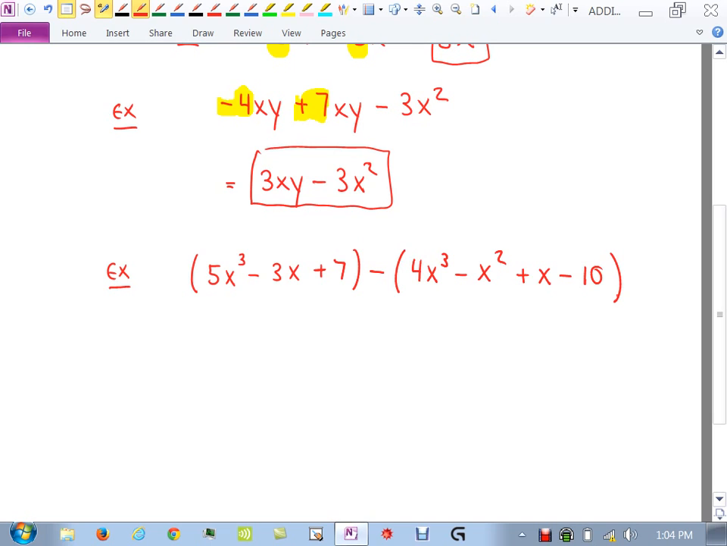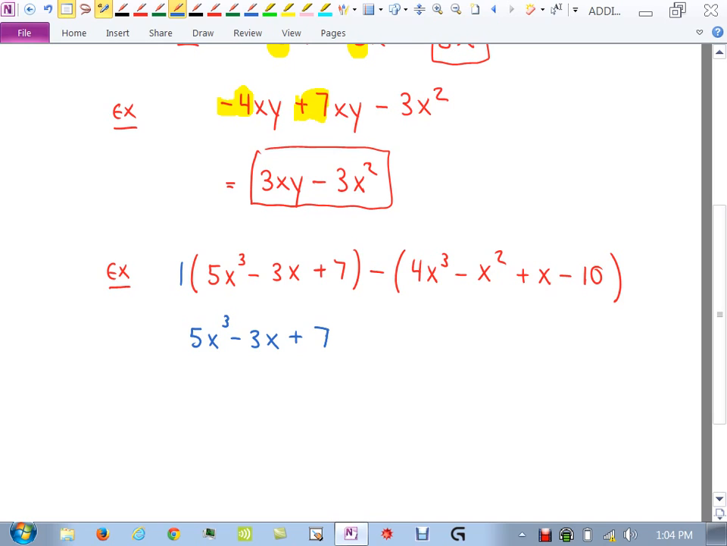So in order for me to drop parentheses, I always must distribute through with the number that's in front. So on the first parentheses, what number is sitting out front out there? A positive 1, right? If there's nothing there, it's a positive 1. So distribute a 1 through. Doesn't that just leave everything the same? Okay, so it becomes 5x cubed minus 3x plus 7.